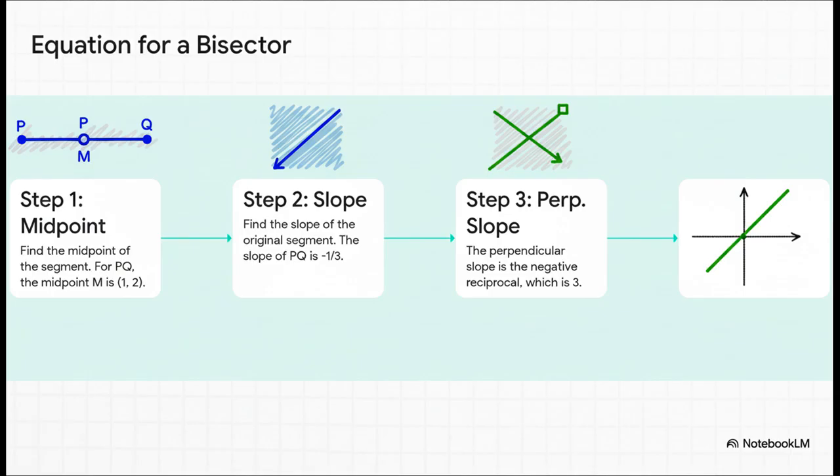Step 2, find the slope of that original line. Rise over run. Step 3, get the perpendicular slope. This is the easy part. You just flip the fraction and switch the sign. And finally, step 4, you plug that new slope and your midpoint into the equation for a line.